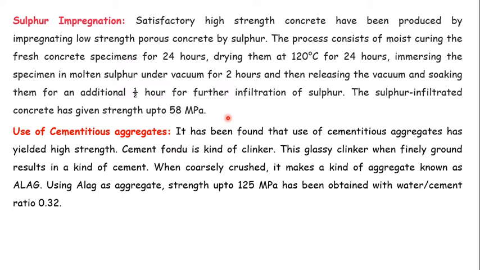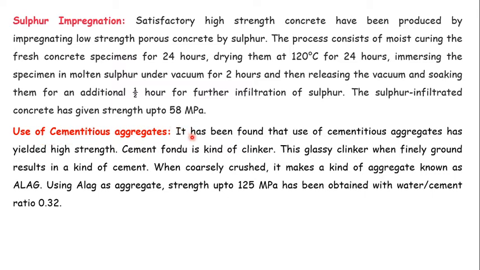Moist curing of the fresh concrete specimen for 24 hours, drying them at 120 degrees centigrade for 24 hours, and then again that particular concrete is immersed into the molten sulfur under vacuum pressure for 2 hours. So that will be soaking, then an additional half an hour for further infiltration of sulfur into the concrete pores. So this infiltrated sulfur will give the concrete strength of up to 58 megapascal, that is 58 Newton per mm square, wherein again it raises the strength of the whole concrete specimen.